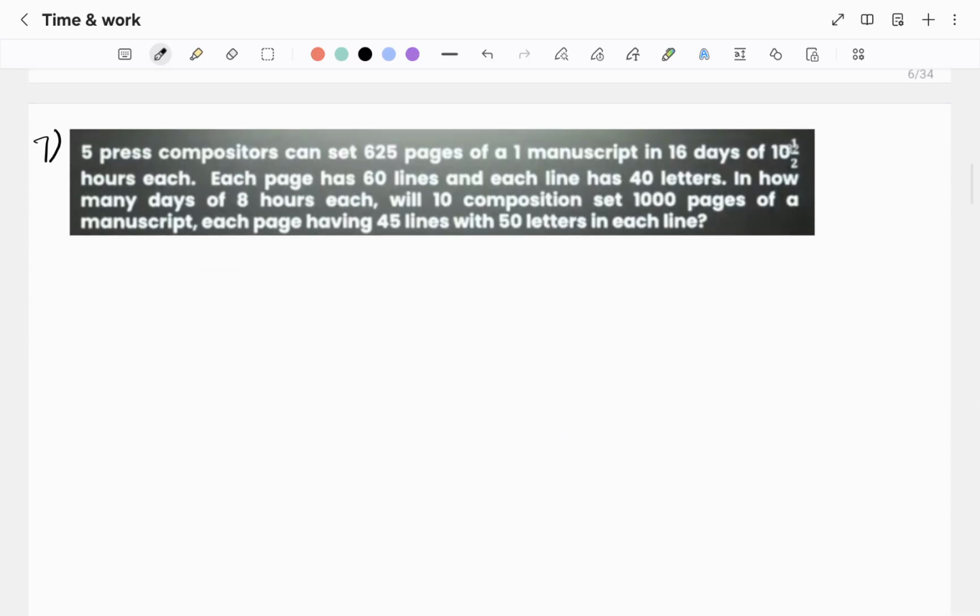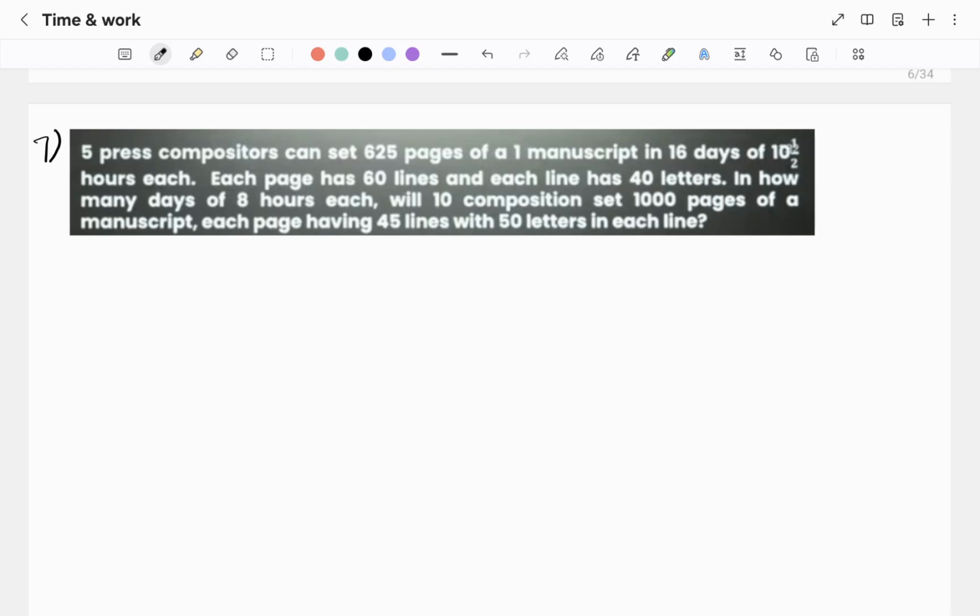5 press compositors can set 625 pages of a manuscript in 16 days of 10 1/2 hours. Each page has 60 lines and each line has 40 letters. In how many days of 8 hours each will 10 compositors set 1000 pages of a manuscript, each page having 45 lines with 50 letters in each line?